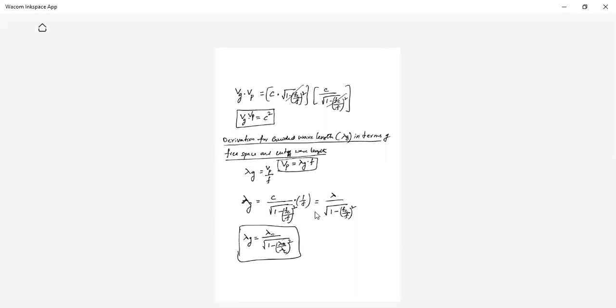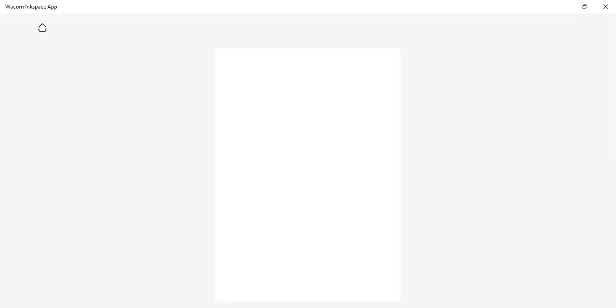Now we'll go for the next one, wave impedance in the waveguide. It's very simple. It is the ratio of the electric field in one transverse direction to the magnetic field in the other transverse direction, where we are assuming the wave is in the z direction.